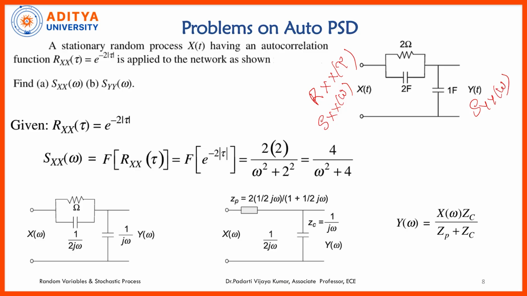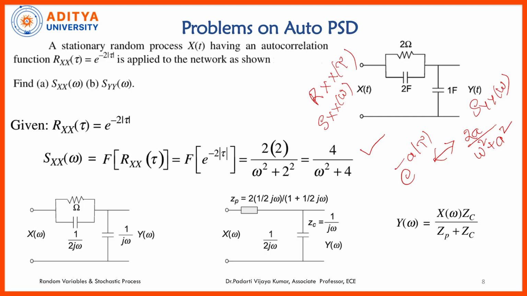So given Rxx of tau, we can compute Sxx of omega using the Wiener-Khinchin relation. The Fourier transform of this function gives us Sxx of omega. We know that for e power minus a absolute value of tau, the Fourier transform pair is 2a by omega square plus a square. So we use that relation, and we will get 4 by 4 plus omega square.